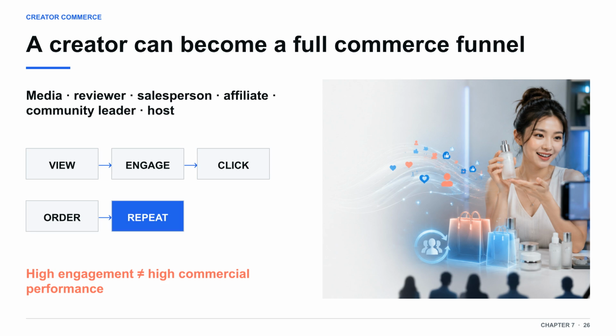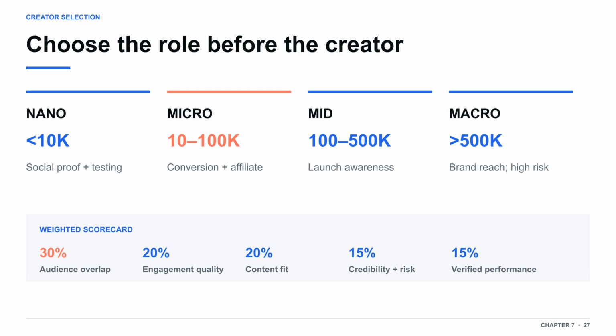However, never confuse high engagement with high commercial performance. Your strategy must align the creator's role with your specific business objectives. Select the right creator role before you select the individual. Whether you need nano-influencers for social proof or macro-influencers for brand reach, use a weighted scorecard that prioritizes audience overlap and content fit over simple follower counts.